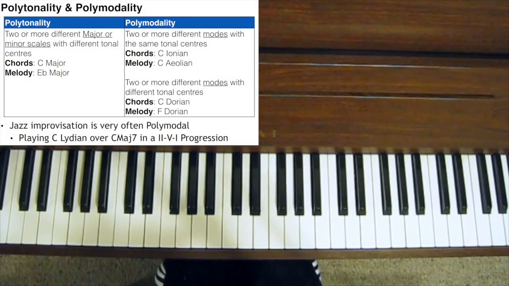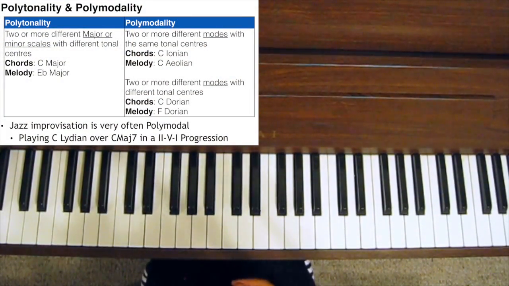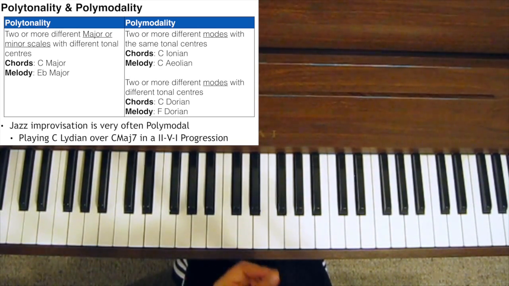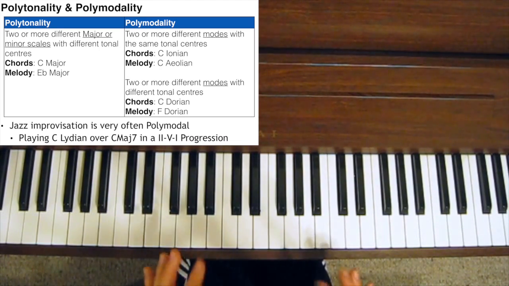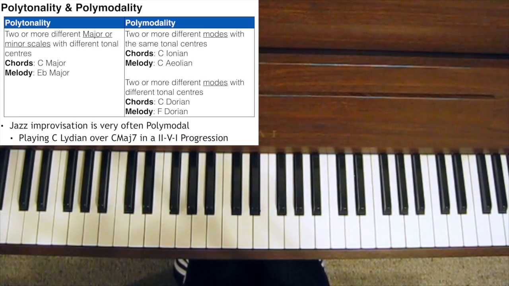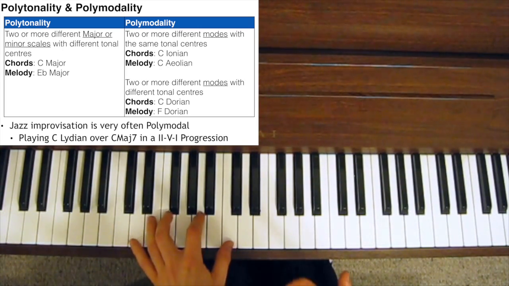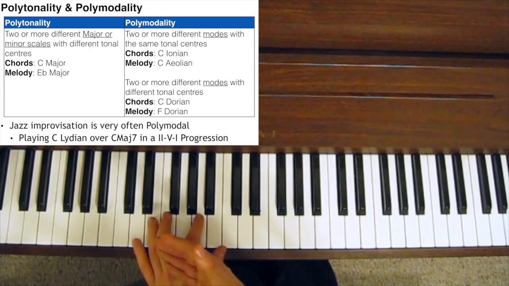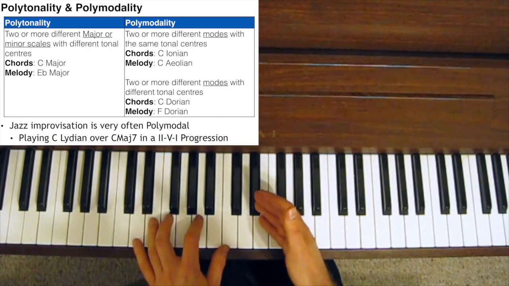Guys, this is just going to be a quick video on polytonality and polymodality. Now, polytonality, as the name suggests, means many tonics or many tonal centers, and it generally means playing two or more keys or scales at once. For example, you could have a chord progression in the key of C major, like a 2-5-1, and play a melody over that chord progression in the key of E flat major.